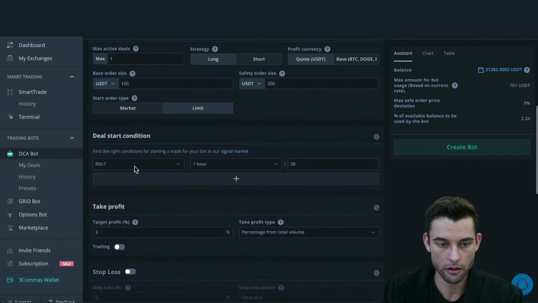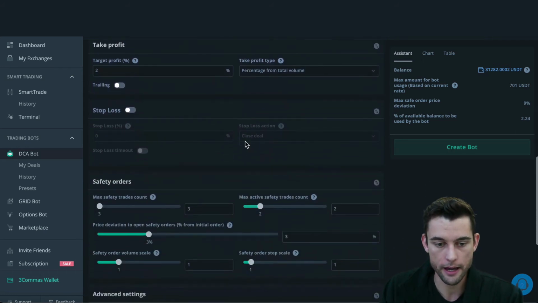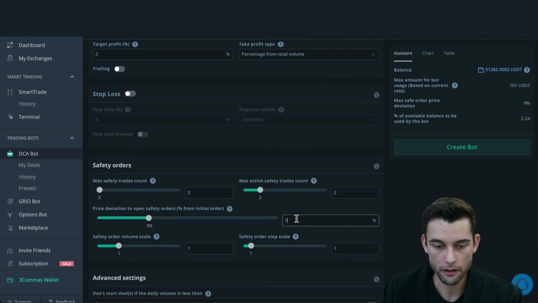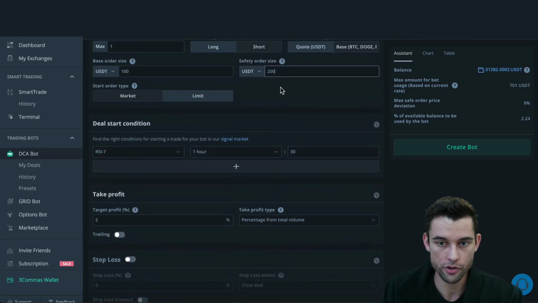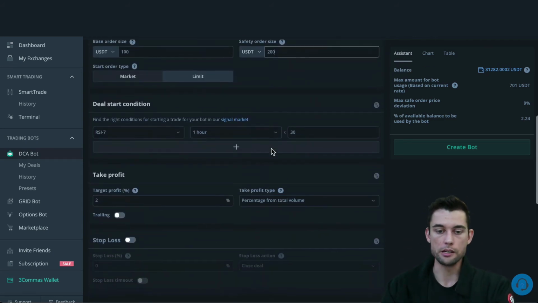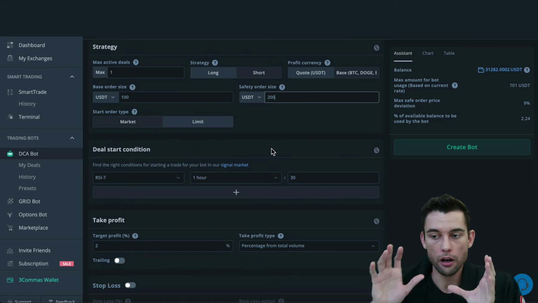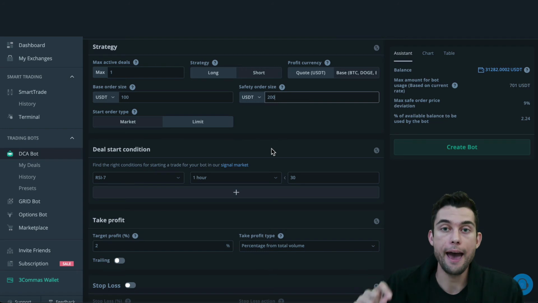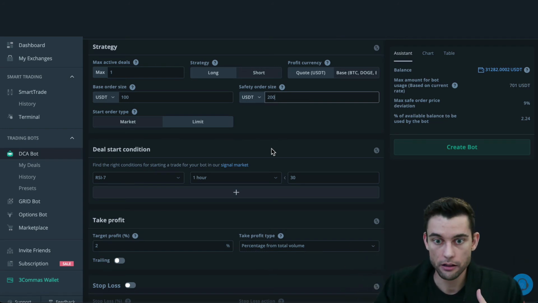So now with this, when the RSI on the 1 hour time frame hits under 30, it will put $100 in. And once it goes 3% underneath that, it will add $200 to the trade. And with these settings, once it hits 3% under that, so once it hits 6% down, it'll add another $200 into the trade. But what we want is for the amount of money that we put into the trade to increase as the price decreases continually.